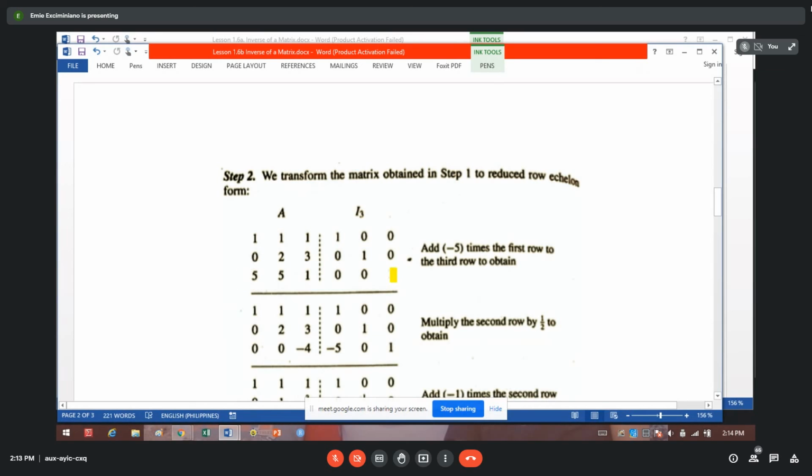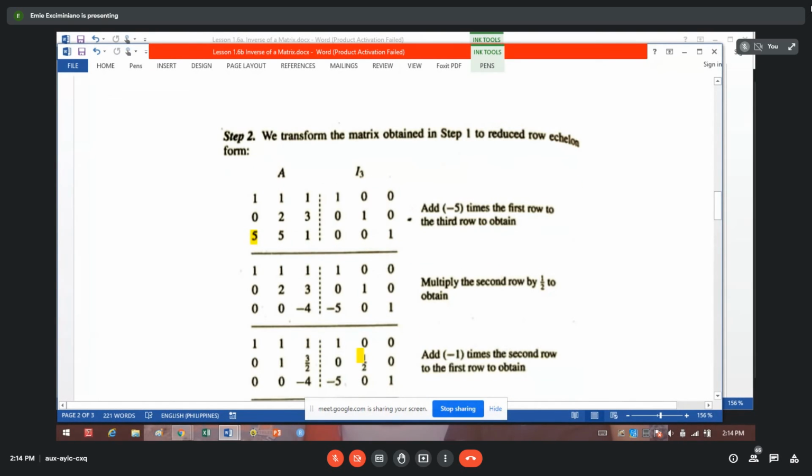So, ang susunod nyong gagawin dito, given this matrix, 1 na yung nasa unahan, dapat gawin na lang 0 yan. Okay? Add negative 5 times the first row to the third row to obtain. Binabago nyo yung third row. Sa first row, nagmumultiply ng negative 5. Hindi pwede sa second row kasi hindi ma-eliminate itong nasa ibaba. Hindi magiging 0. Okay, and that would be it.